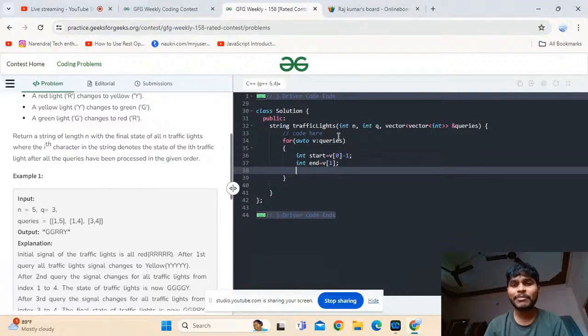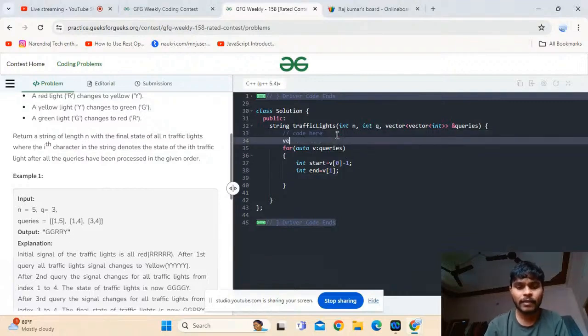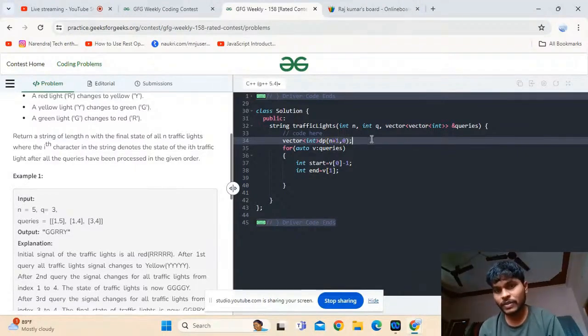I am taking one dp array, vector of int dp. Now guys, I have to calculate all the positions here. dp of n plus 1 comma 0. Okay guys, why I took n plus 1, I will explain that also.